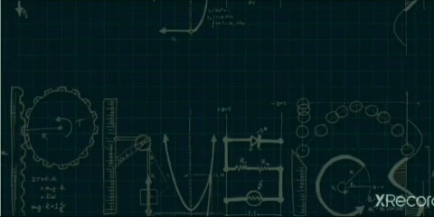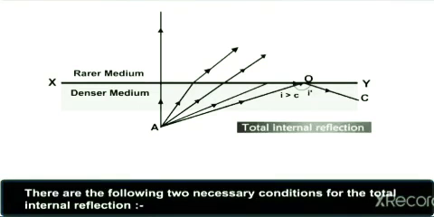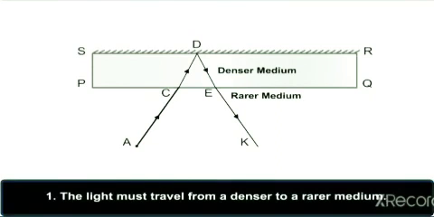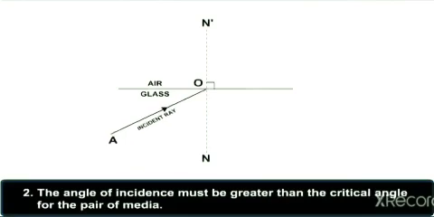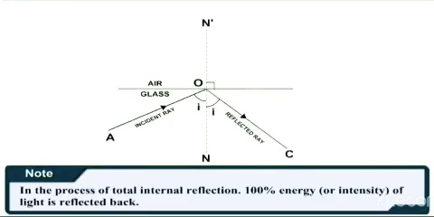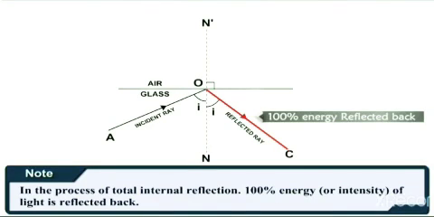Necessary conditions for total internal reflection. There are the following two necessary conditions for total internal reflection. 1. The light must travel from a denser to a rarer medium. 2. The angle of incidence must be greater than the critical angle for the pair of media. Note: in the process of total internal reflection, 100% energy or intensity of light is reflected back.